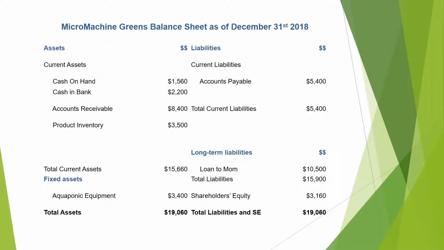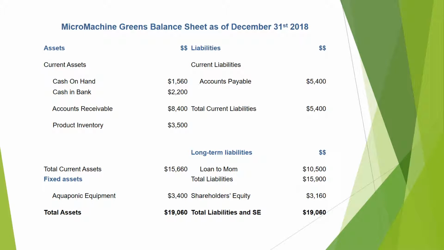All right, so all of these assets that we just went through are considered the current assets. So it's about $15,660. Then we have what we consider more long-term or fixed assets. These are items that will probably take a little bit longer to turn into cash. So here we have aquaponic equipment that's valued at $3,400. To be able to get that $3,400, we're going to have to sell the equipment. So that may take a little bit of time. That's why we consider it a fixed asset or a long-term asset.